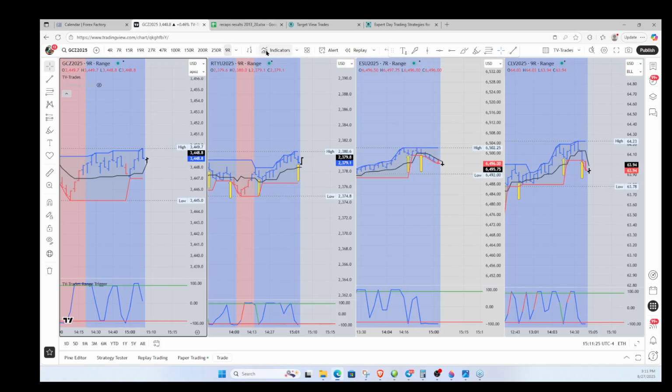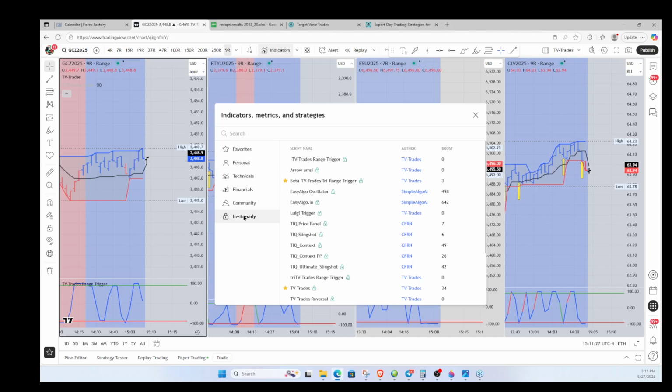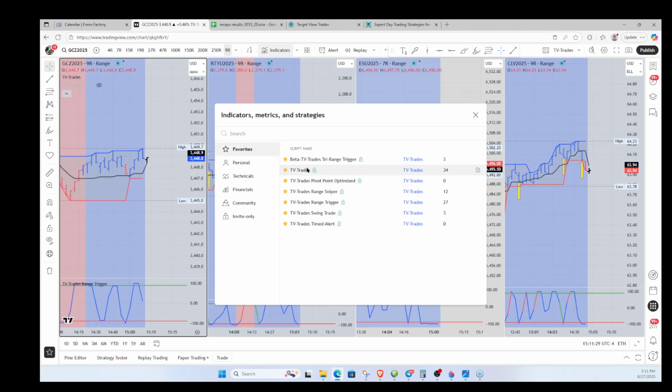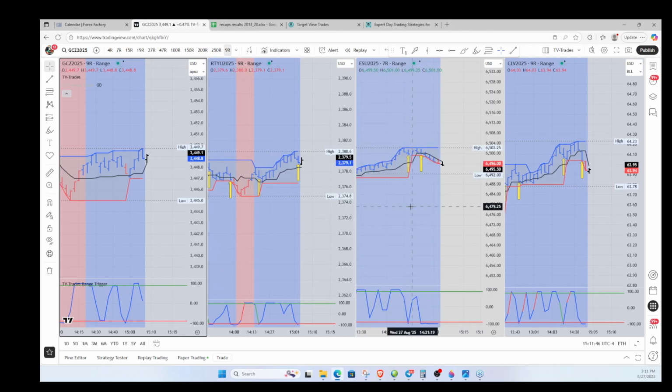Devin, in your indicators section, you should have all the invite-only stuff. You should have this in the invite-only. Actually, you should have a lot of things in your invite-only because you're part of Passport too. But you should have this, you should have the range snipe, you should have the range trigger, you should have the swing trade. You should have those 4 things in there for TV trades. Okay? I just noticed that you're in here. I don't know why you're not getting emails from me. That's why I sent that other one from the other email address last night.